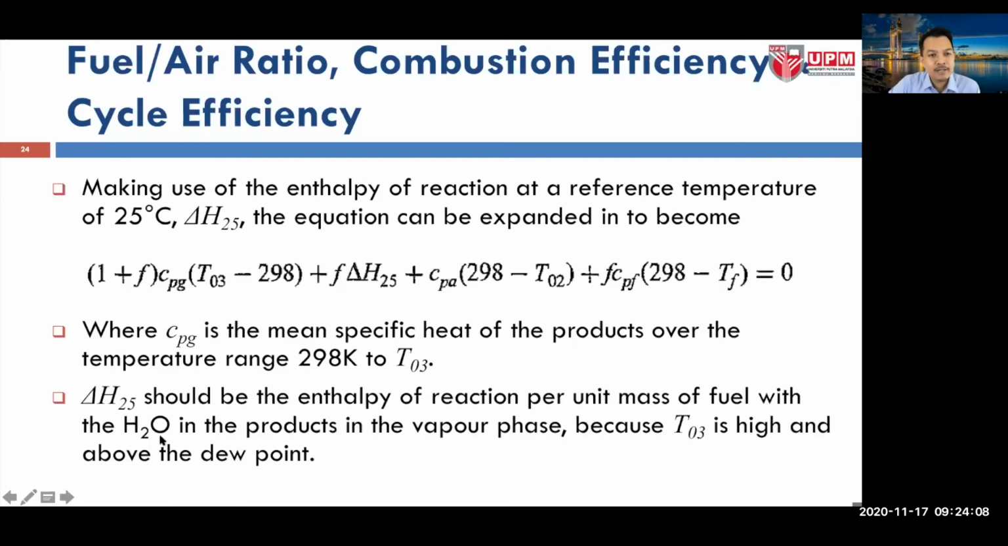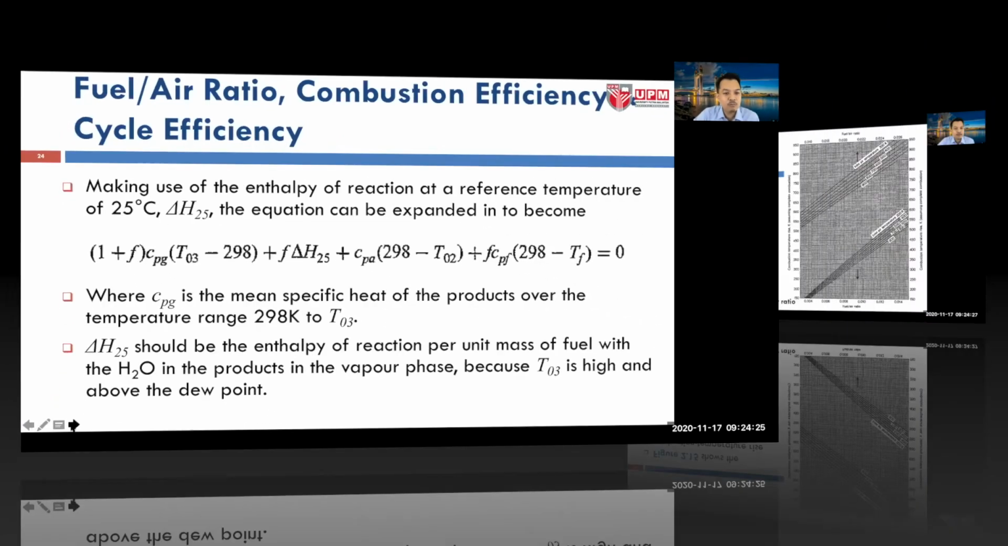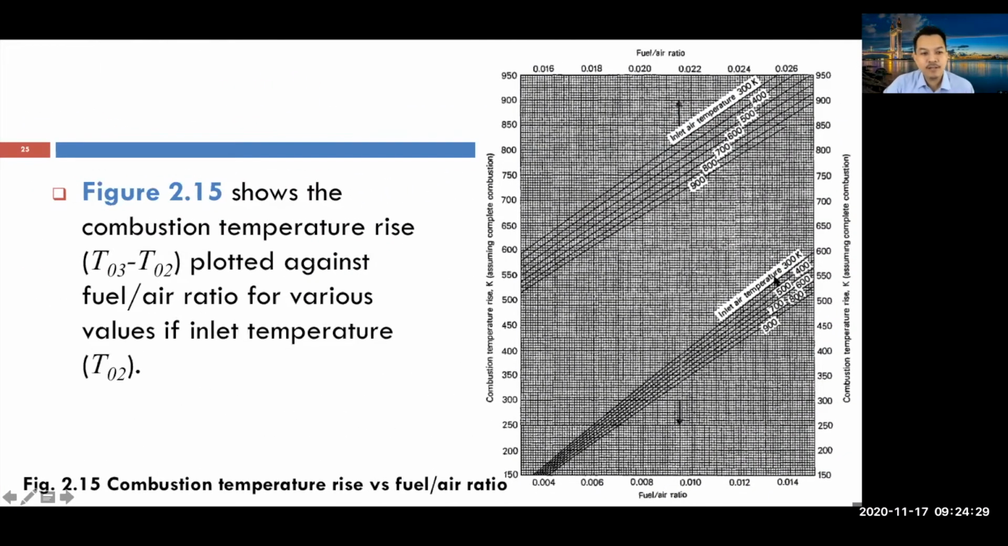And then the change of enthalpy should be the reaction per unit mass of fuel with the H2O in the products in the vapor phase, because TO3 is high and above the dew point. So this is Figure 2.15, which is the combustion temperature rise versus fuel air ratio.